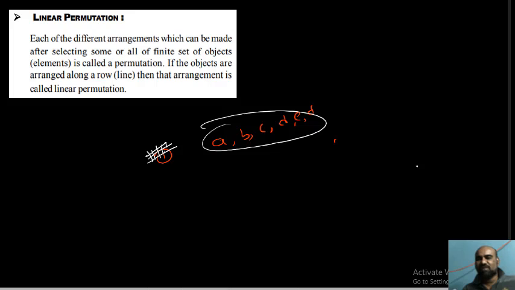After selecting, I want to arrange in a row. How many ways can you arrange? That is called linear permutations.